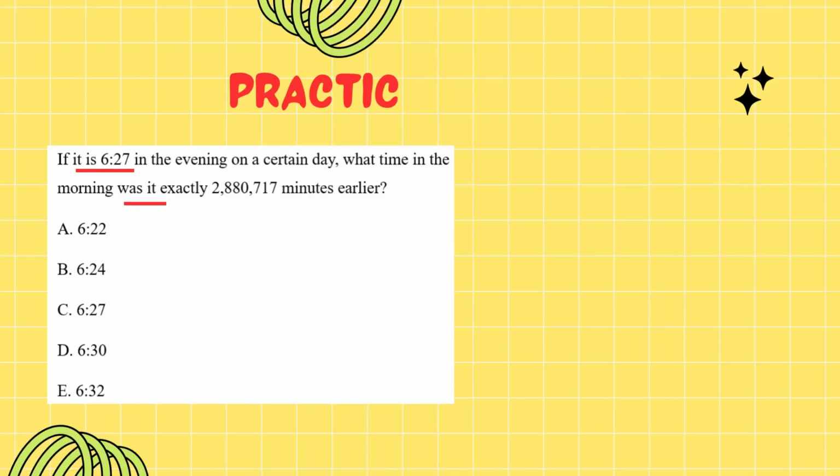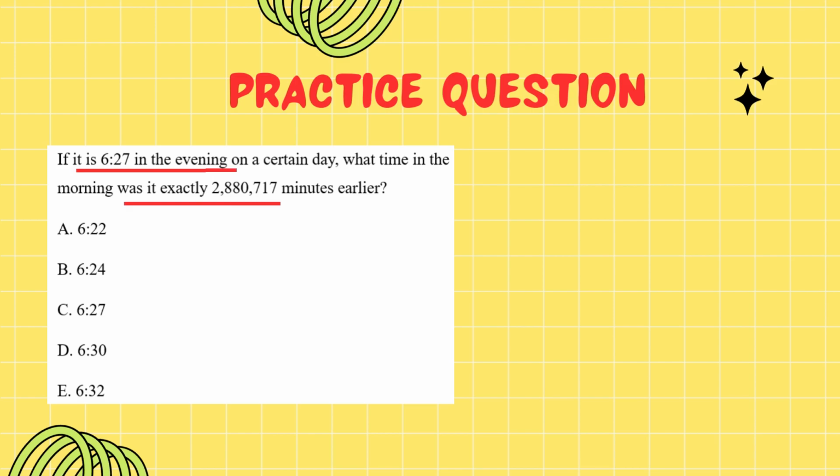Hello everyone, so here comes our today's question. Right now the time is 6:27 pm and we have to determine the time exactly 2880717 minutes ago. So here is a quick method to do it.